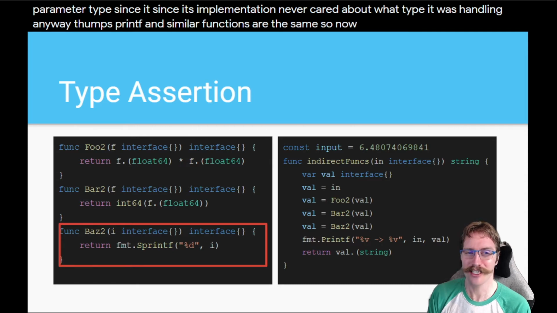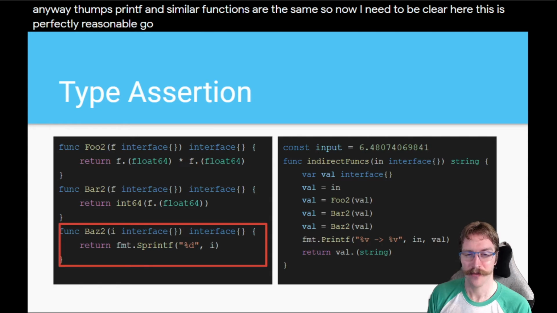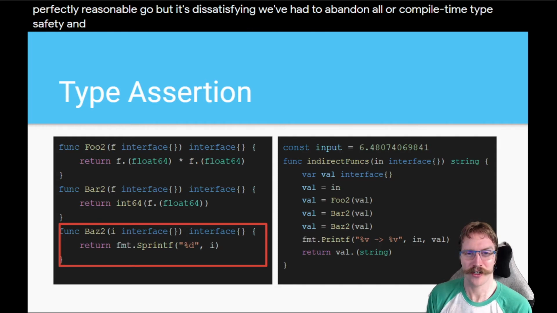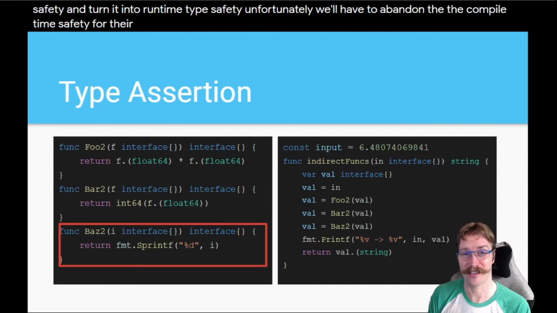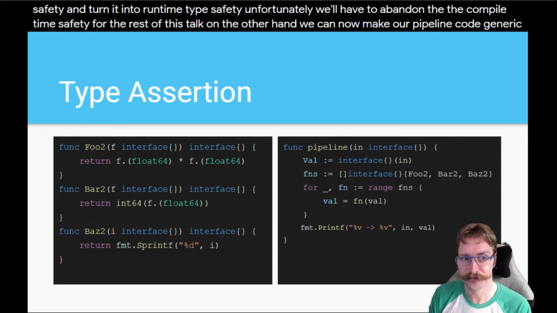So now I need to be clear here. This is perfectly reasonable Go, but it's dissatisfying. We've had to abandon all our compile time type safety and turn it into runtime type safety. Unfortunately, we'll have to abandon the compile time safety for the rest of this talk. On the other hand, we can now make our pipeline code generic.